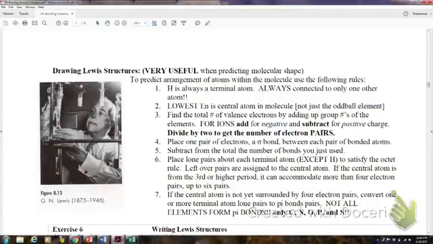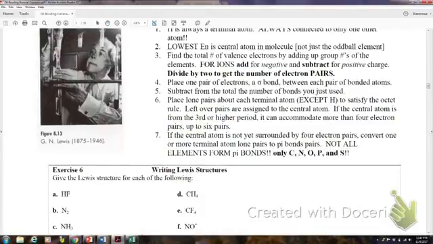Also remember that some things can expand their octets. If it's anywhere above what period can they expand their octets? Period 3 or above, so third period and above. So phosphorus and sulfur like to do that a lot. Okay. All right.